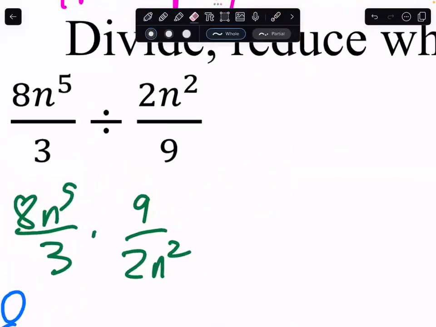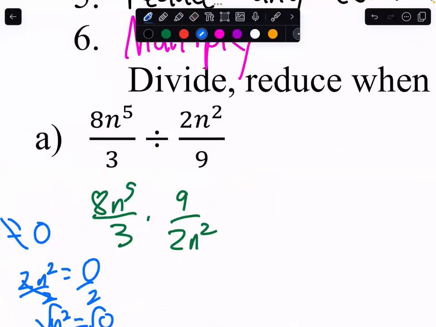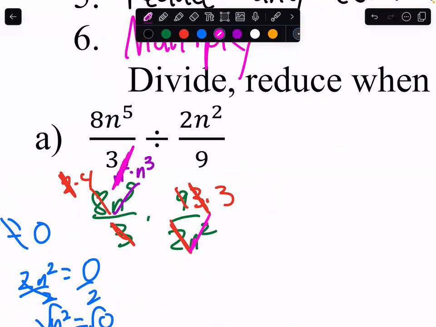Okay, so now we look to reduce. These are all monomials. So the 9 could be rewritten as 3 times 3, so we get rid of a 3 from each section. The 8 is 2 times 4, get rid of a 2 from each section. And the n to the 5th and the n squared, if you want, you can split up the n to the 5th as n squared times n cubed, so you can get rid of an n squared from each section. In the end, you're left with 4 times n cubed times 3, which is 12n cubed. And there's nothing left in the denominator.